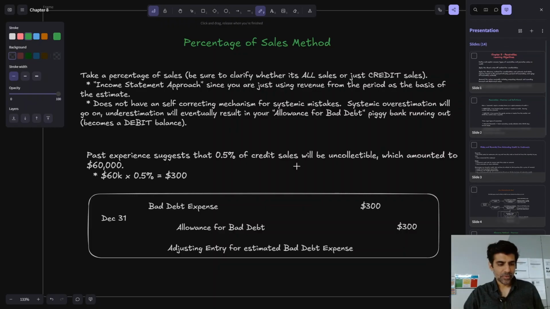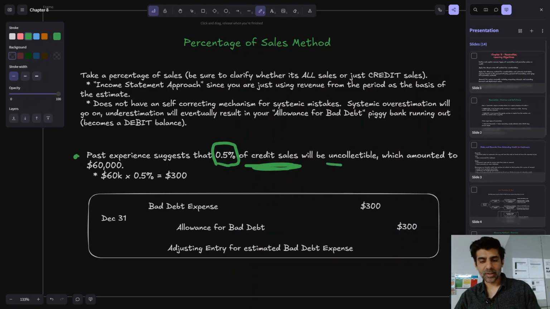Screw the other guy. So in this example, past experience suggests that 0.5% of credit sales, okay, so this is again very clearly written here, will be uncollectible. And the credit sales are $60,000. So the amount of bad debt expense is going to be this 60,000 times this 0.5%. And this gives us how much bad debt expense to take. Okay, so it's a very simple kind of method. The hard part is coming up with this.